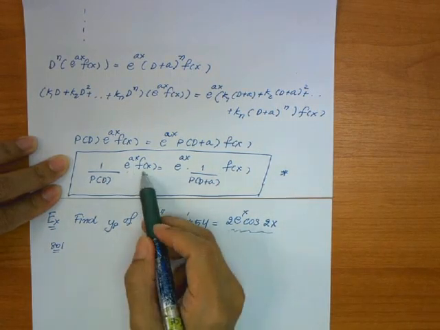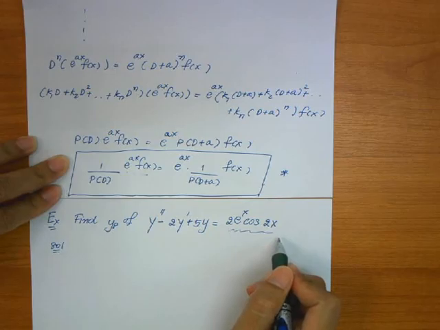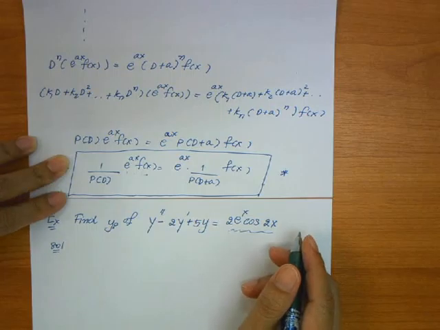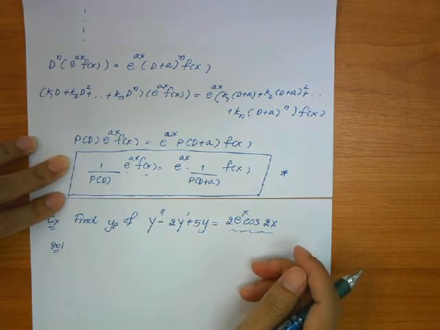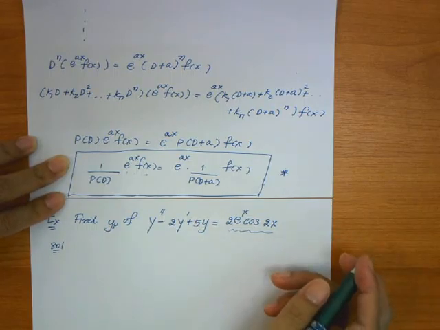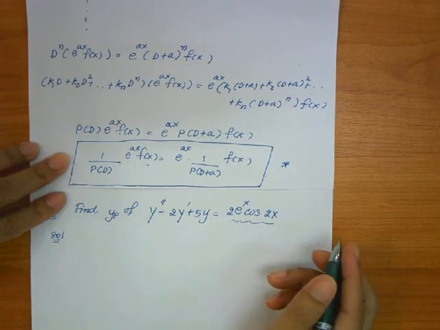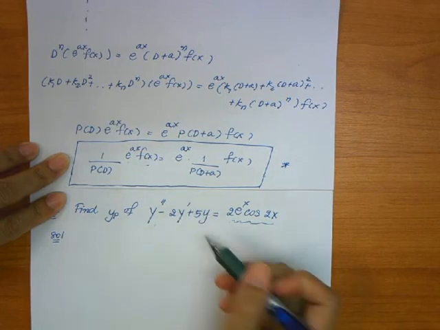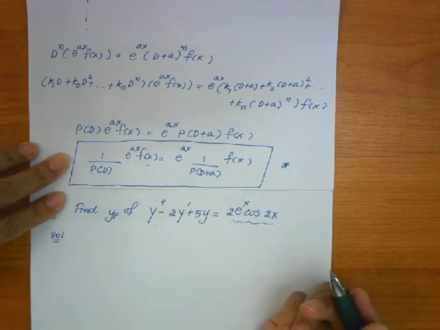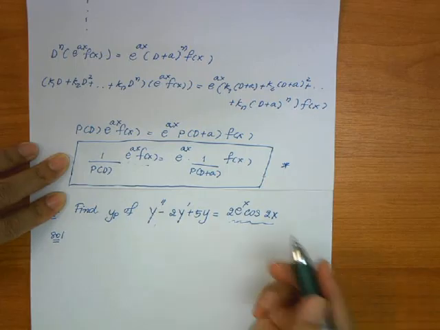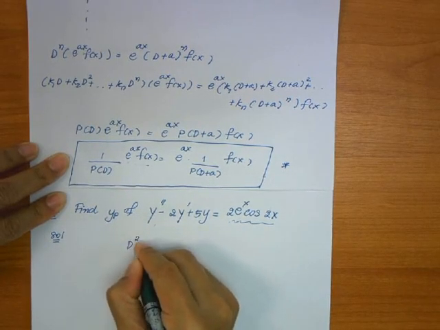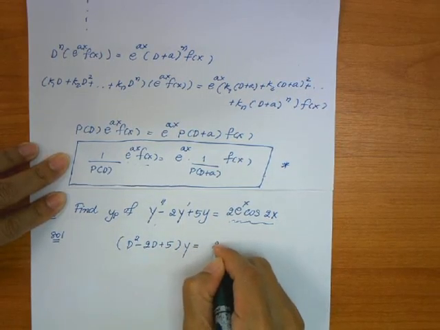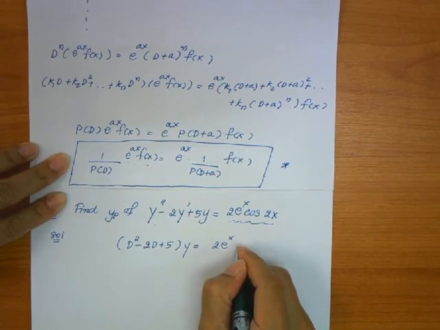Now our f(x) is the cos 2x, and cos 2x is a UC function. So that means we can use this technique to find yp. In order to find yp by using the shortcut method, you are going to write down the differential equation in terms of operator D. So we would get D squared minus 2D plus 5, the whole thing times y is equal to 2 times exponential of x cos 2x.